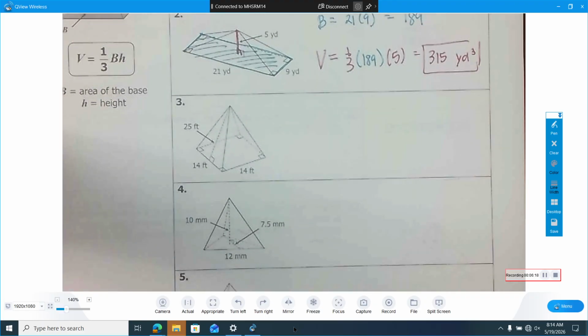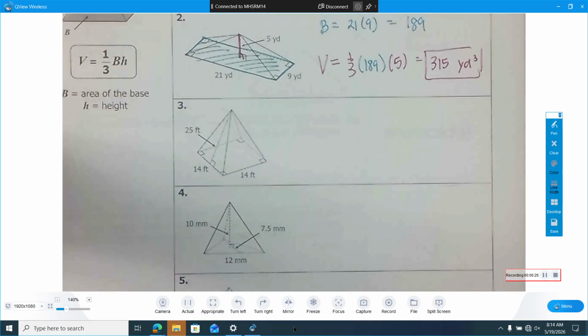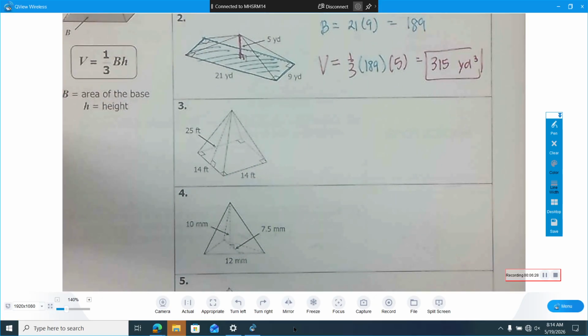Let's look at number 4. All right, number 4 is a triangular base. Oh, number 3 is really good. Number 3 is really good. Hold on, I need to see what the homework is today. Yeah. What do you have to do on number 3?